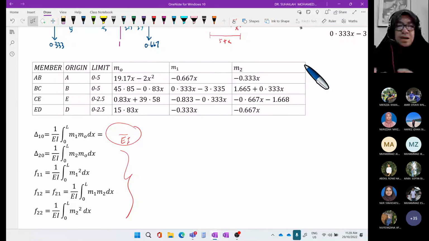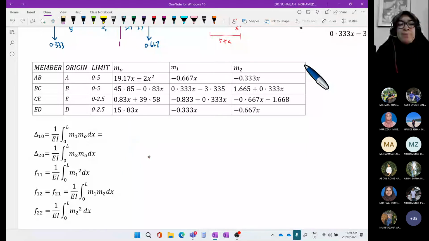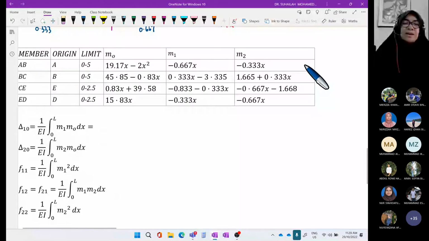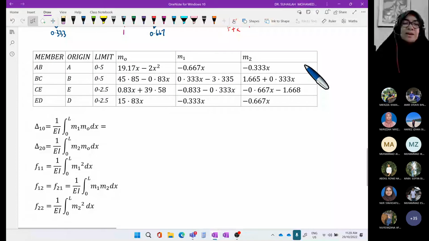So I believe once you dah dapat displacement ni, you dah boleh continue. Okay, saya tak nak continue sampai pukul 12. So I want to stop right here. But I want you to continue. Please continue calculate all these 6 displacements. Please put the value inside here. And then write the compatibility equation because the next step is compatibility equation.